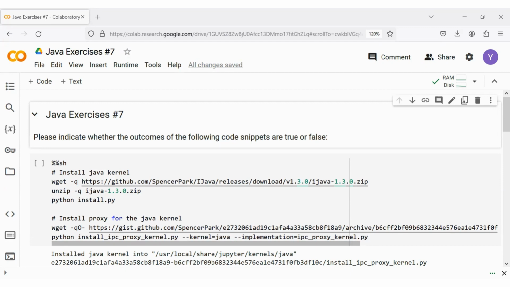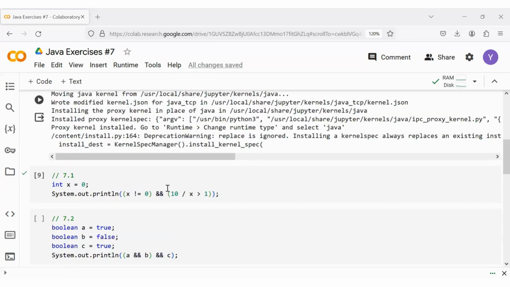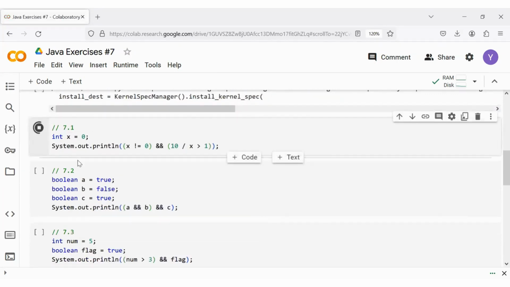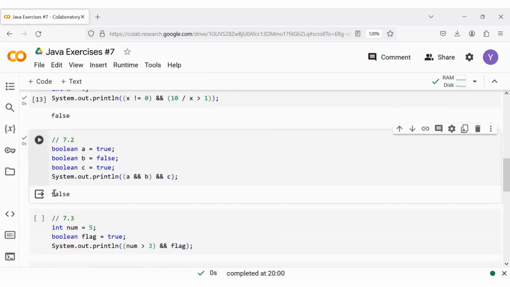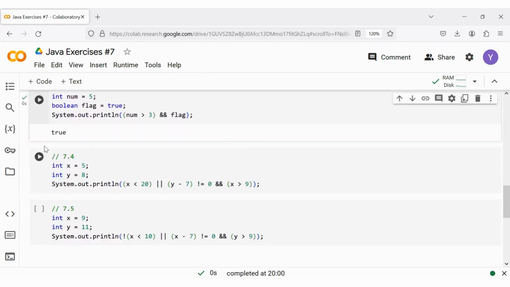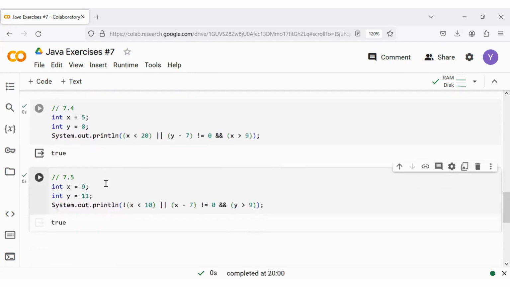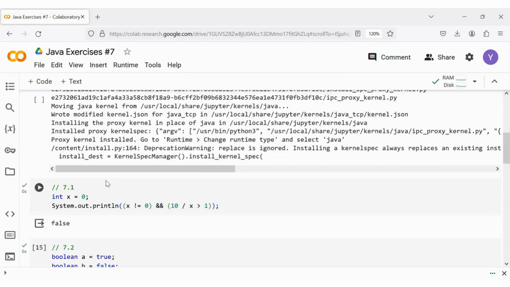In this video, we're going to go through the solutions for Java exercise number 7, where we focus on the logical operator. But of course, it also involves some other operators such as the comparison operator. So let's get started. It says here, please indicate whether the outcomes of the following code snippets are true or false. So you have the codes here. Basically, we can just run this and you will see the result whether it's true or false. But what I'm going to do here is explain each of these together with you one by one. So let's start with the first one here.